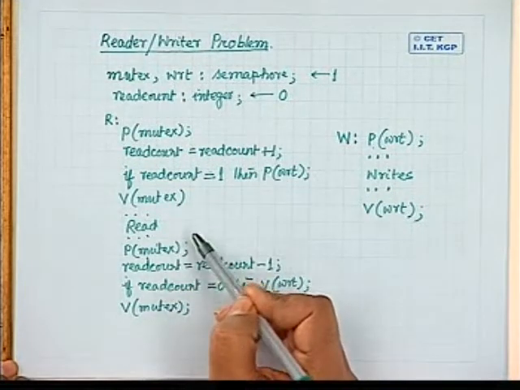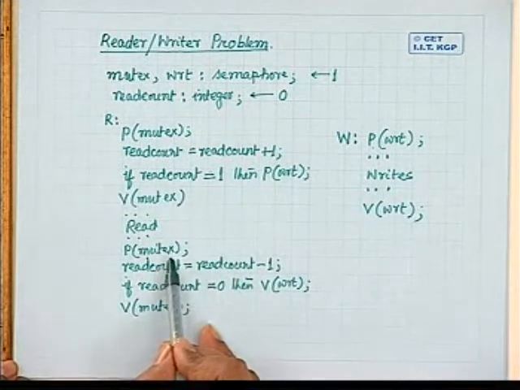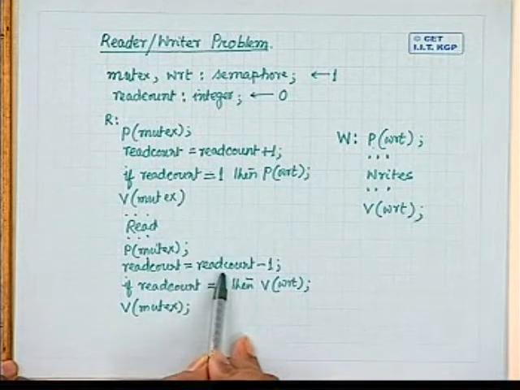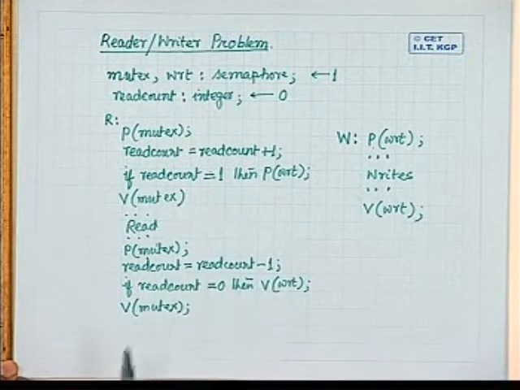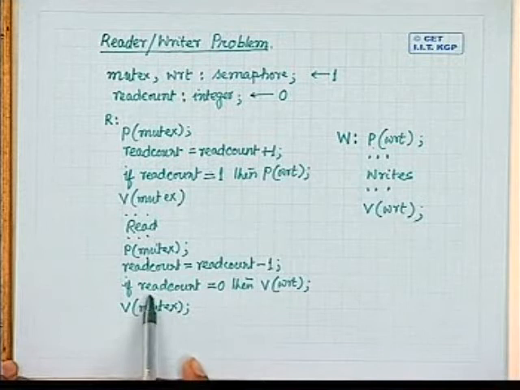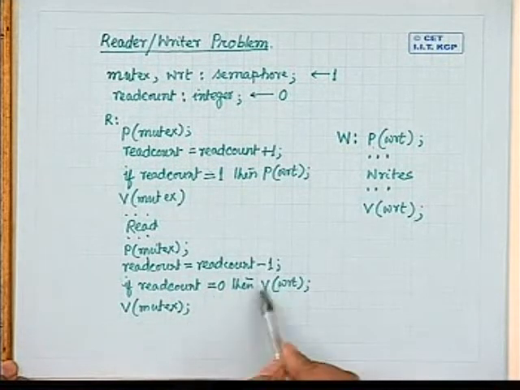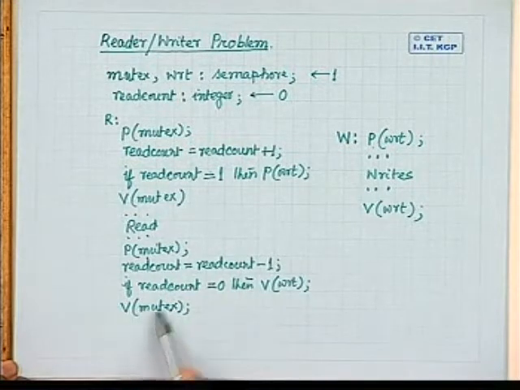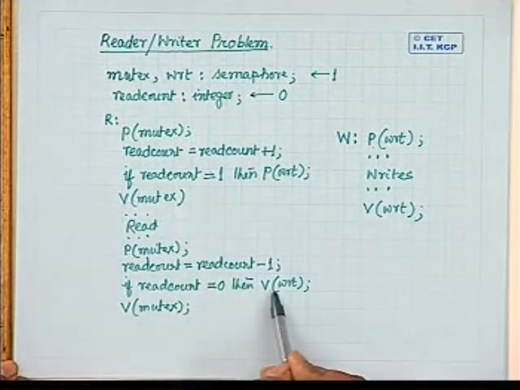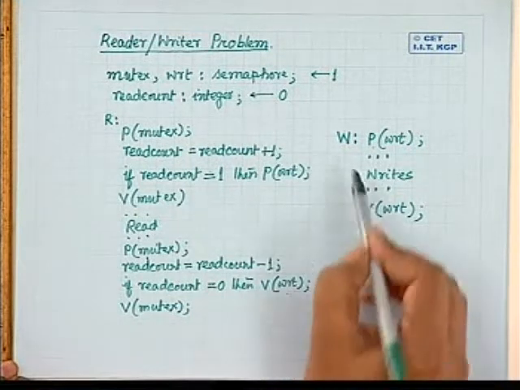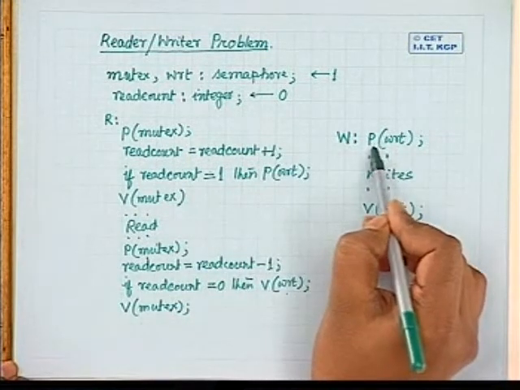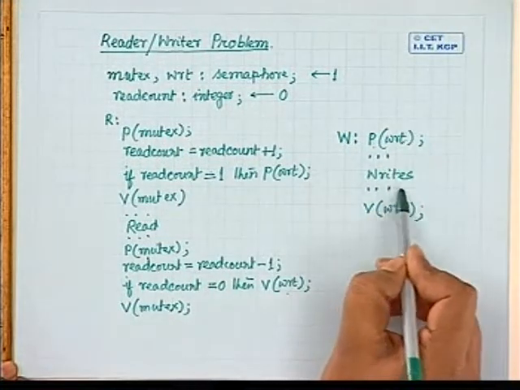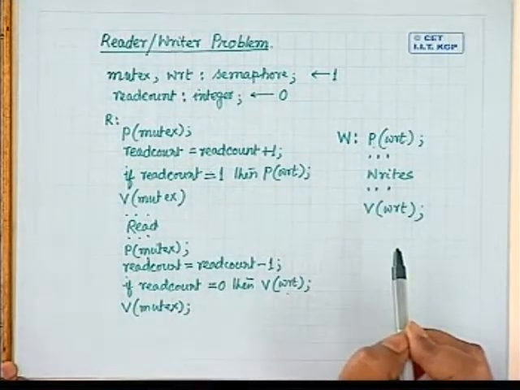Only when the second reader process also wants to come out, that will also perform p mutex, decrement read count by 1. Earlier value of read count was equal to 1, so now it will be equal to 0. Now, because read count has become equal to 0, the last process to come out will perform v write operation, and then finally v mutex, and will come out. Once this v write operation is successful, then only the writer process will wake up from this queue, and it can perform this write operation into the file.